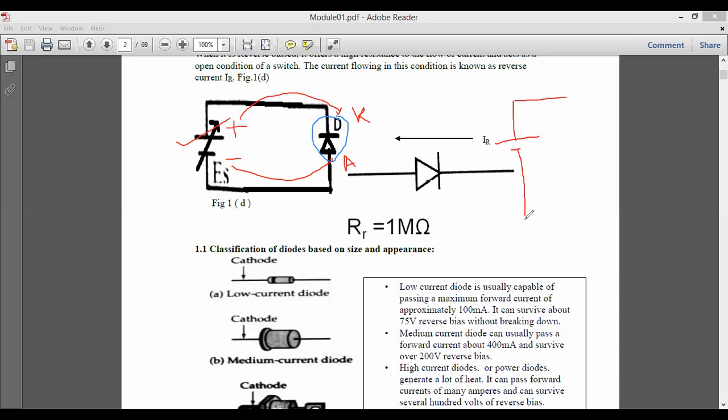So the equivalent diagram for the reverse bias circuit will be like this. If this is plus, this is minus, this is the cathode and this is the anode, when I apply the charge, then I is equal to V divided by R. When you make your diode reverse biased, it is nothing but an open circuit.